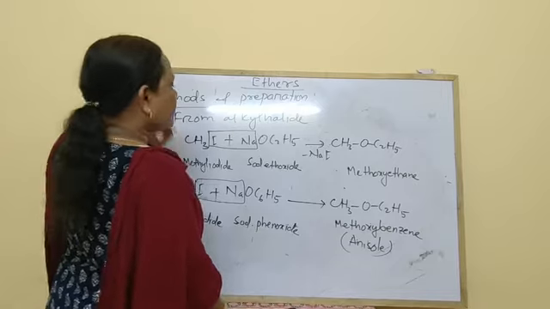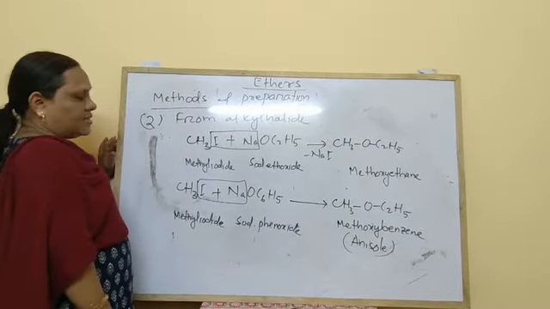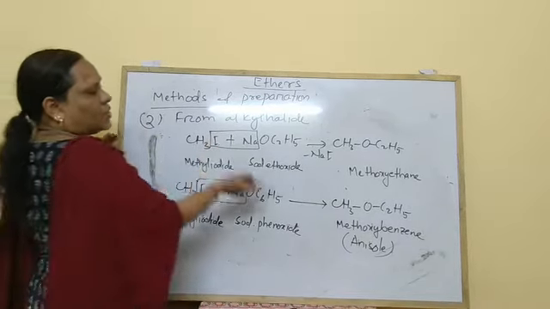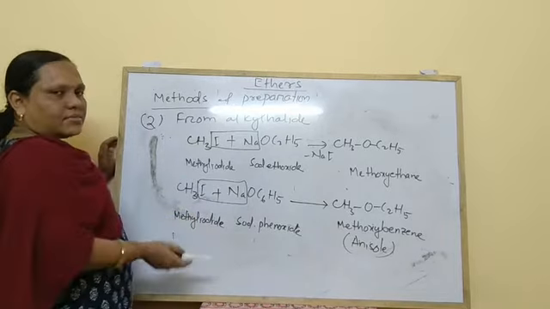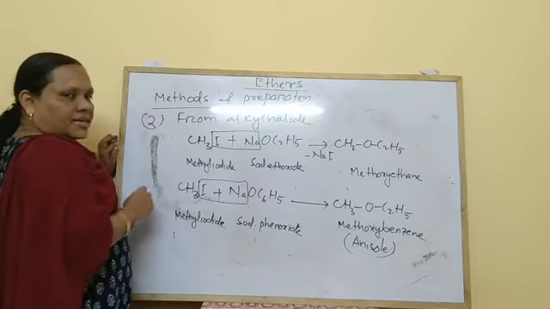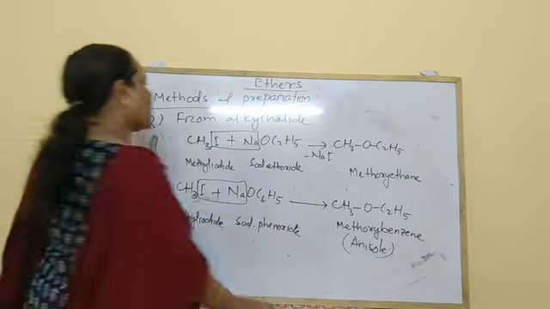So this reaction is known as Williamson synthesis. When an alkyl halide is treated with sodium alkoxide, it forms an ether. In this method, both symmetrical and unsymmetrical ether can be prepared.